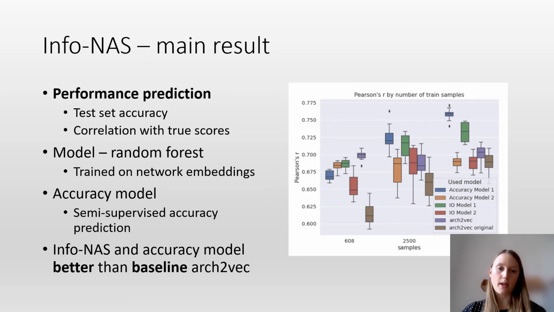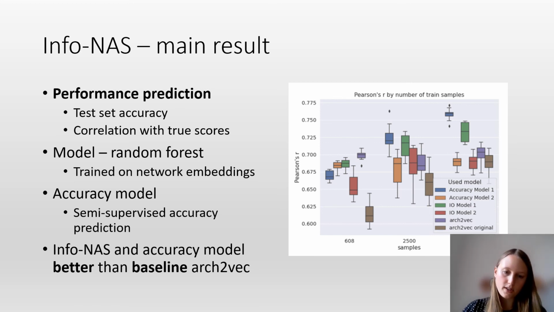The main result of our paper is performance prediction. We try to predict the test set accuracy of networks from NAS-Bench-101, and then we report correlation with the true scores. We trained 3 models, so the original arc2vec, our I/O model, and also a baseline accuracy model. That's really similar to the I/O model. You just don't predict the output features, you predict the accuracies of the 600 networks. And finally, we extracted embeddings from these 3 models, and we trained a random forest on them.